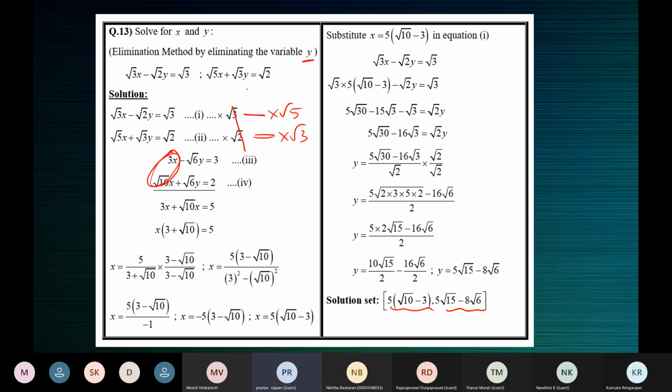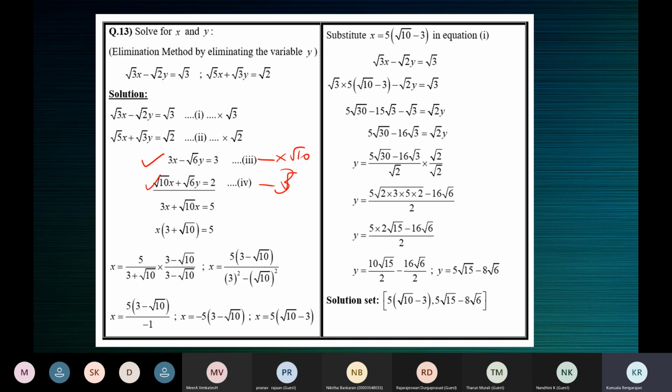No, ma'am. Not multiplication. The question itself is like this only, 3x and root 10x. Okay, sorry, I took time to understand what you meant. These only are the equations, then what will you do? You should multiply this one by root 10 and this one by 3. Okay, ma'am. Yes, ma'am, it will become 3 root 10, 3 root 10. I was lost how to take the LCM. Now I understood, ma'am.